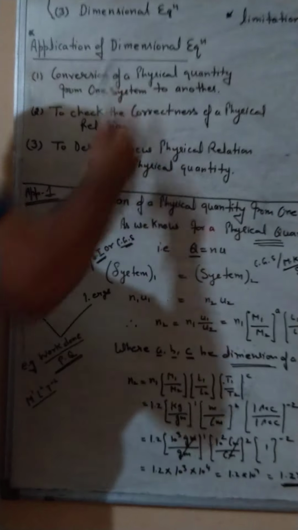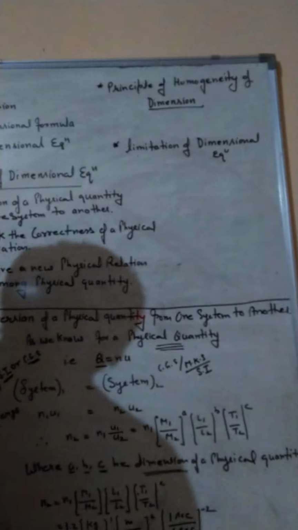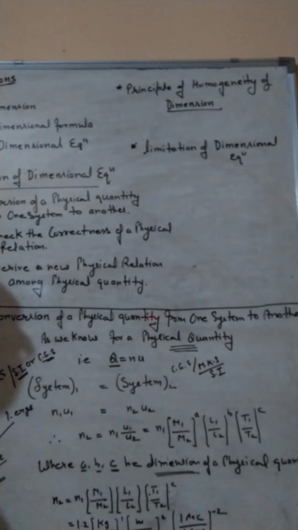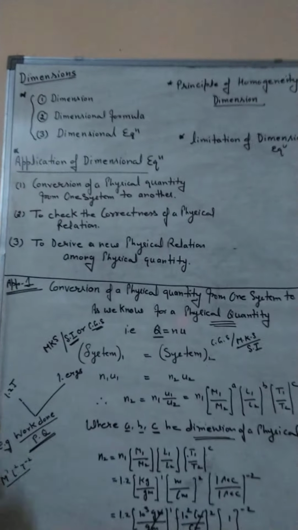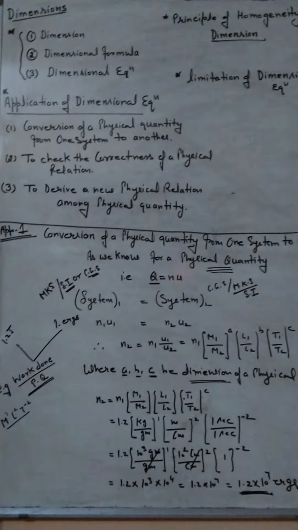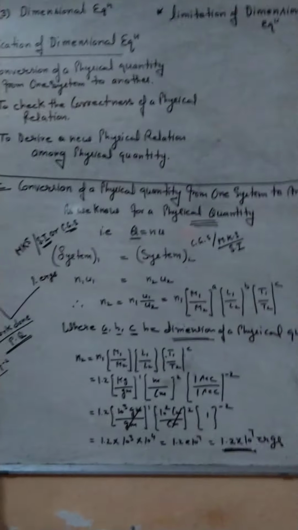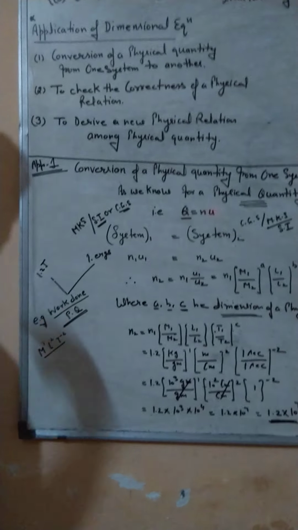Now, two important topics will be the principle of homogeneity of dimension, and last, the limitation of dimensional equation. That is your complete syllabus regarding the dimension chapter, and 100% one question is generally asked from that part. Now first we will try to understand what is dimension.